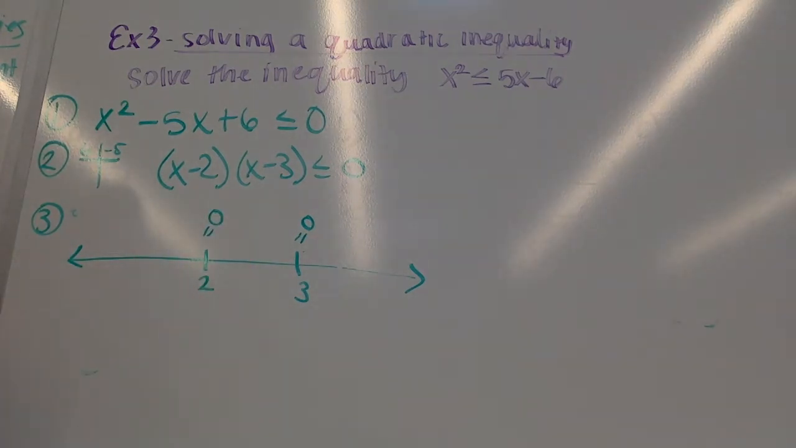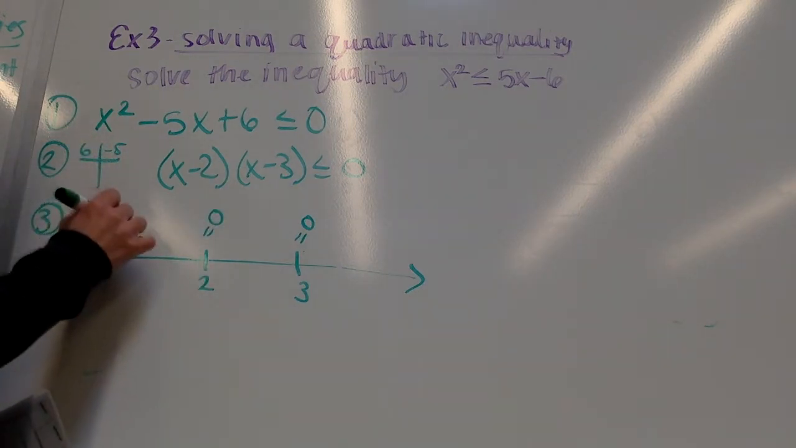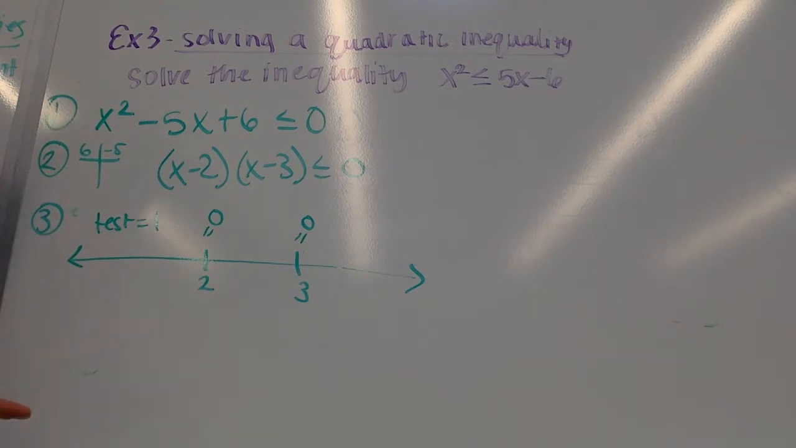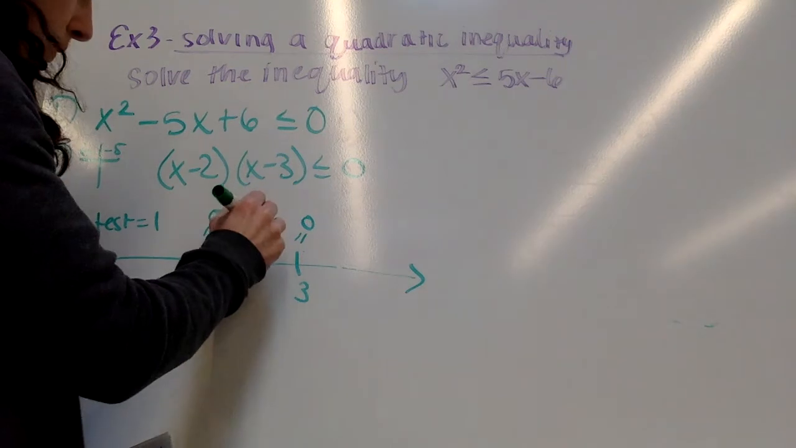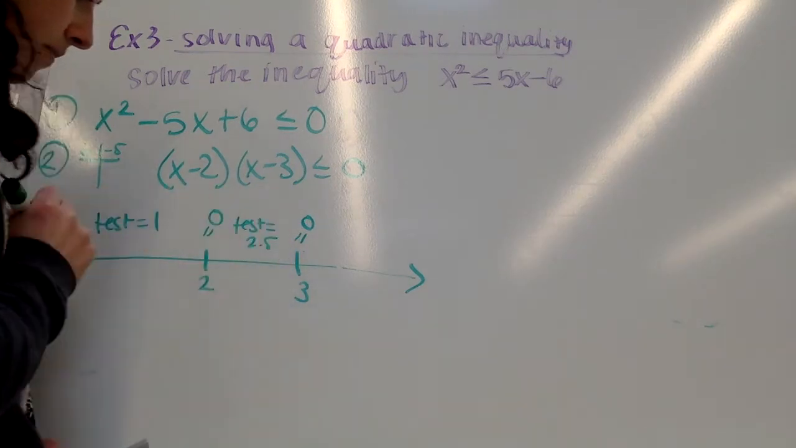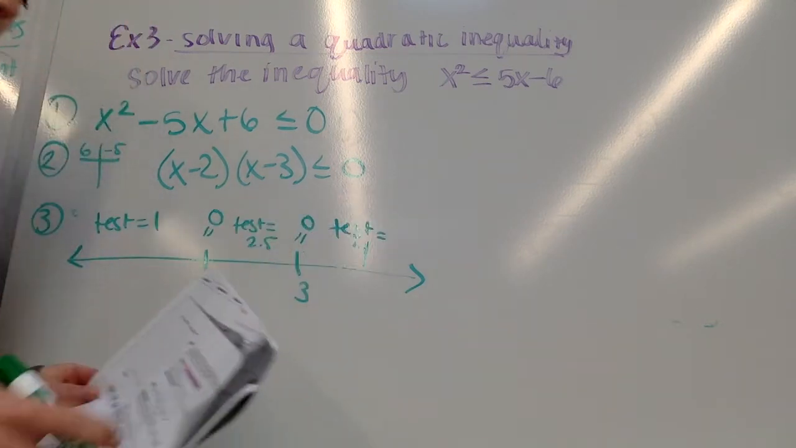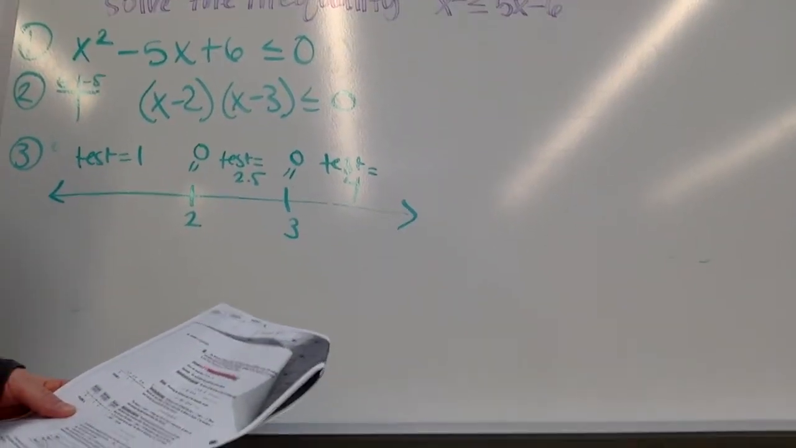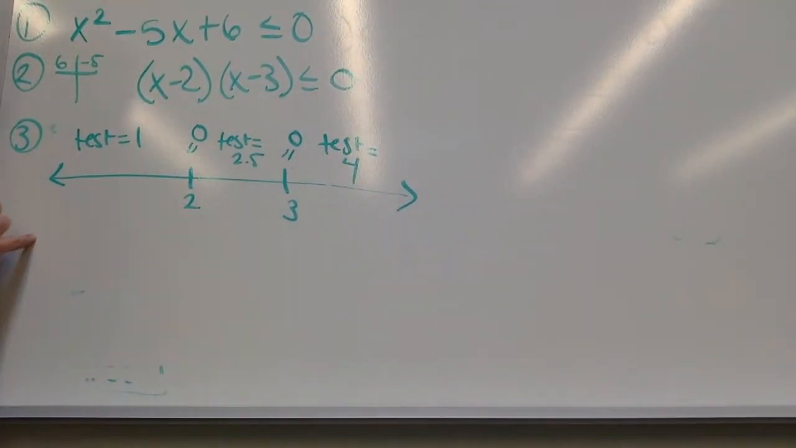Okay? And then we just need to have some test values. So over here I'm going to put my test value of 1 because it's less than 2. Okay? And then over here in between these two I'm going to make my test value 2.5. And then here my test value is going to be 4. And then I'm just going to start taking some notes underneath. The first thing I'm going to take note of is the sign of x minus 2 and the sign of x minus 3. Those are my two factors here.